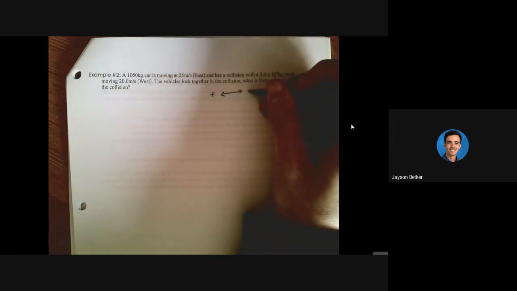So let's set up our positive and negative directions here. Positive to the left, or to the west, and let's set negative to be to the east. I know that's a little bit different than what we normally do, but it's good to make sure that we see that it doesn't matter which direction we set as positive, we should still get the same answer.